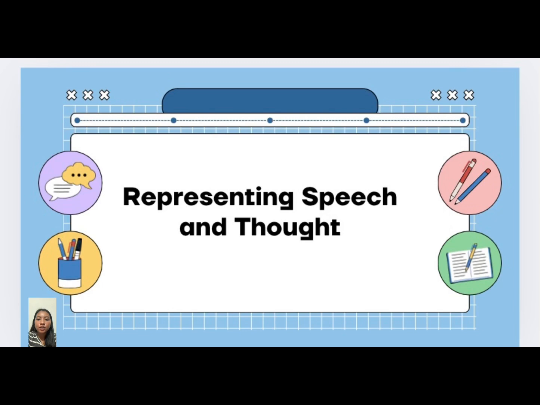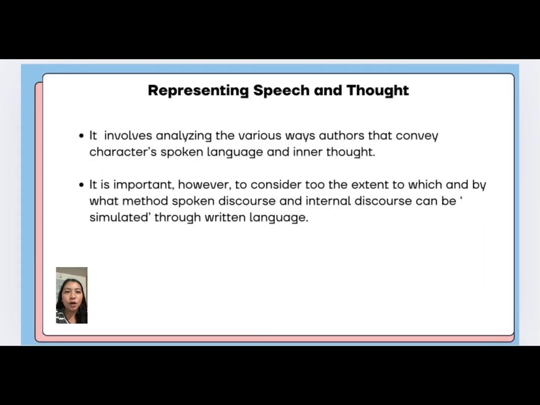So now let me discuss representing speech and thought. In analysis, representing speech and thought refers to the way in which a narrator or author conveys what characters say and think in a text. This is a central area of study in stylistics and narratology because the way speech and thought are represented influences how characters are portrayed, how information is conveyed, and how the reader engages with the narrative.